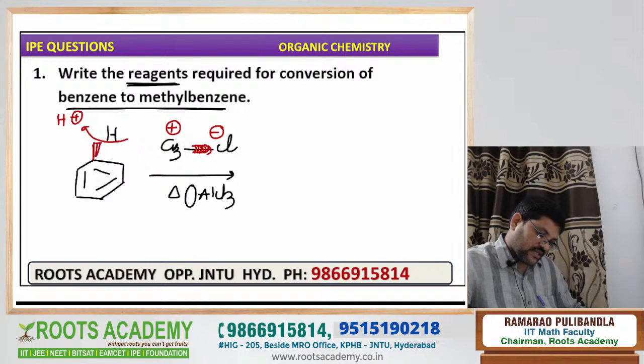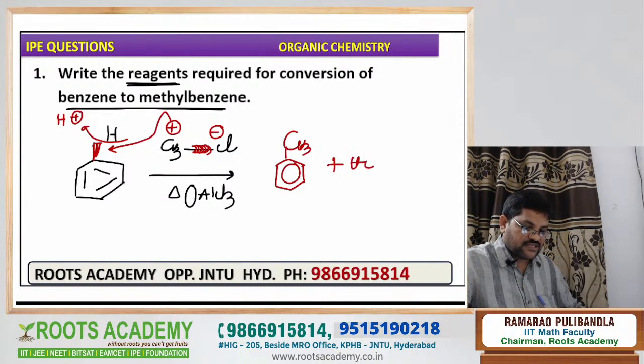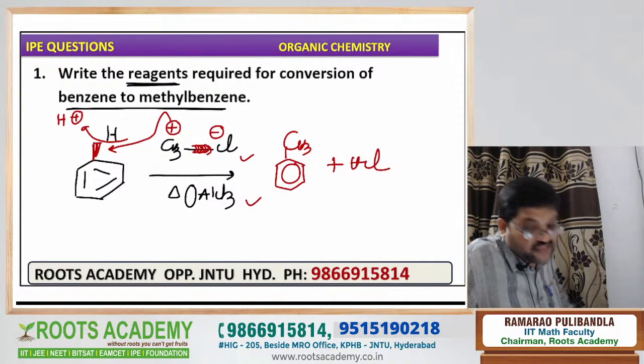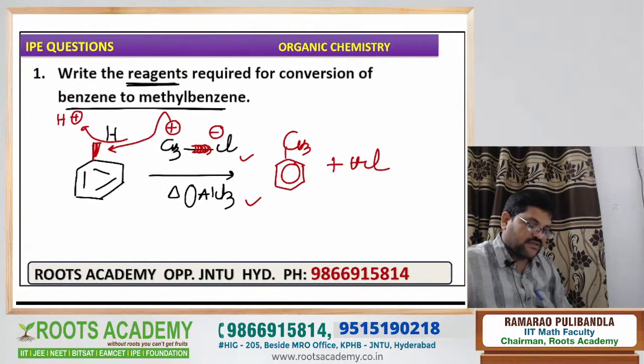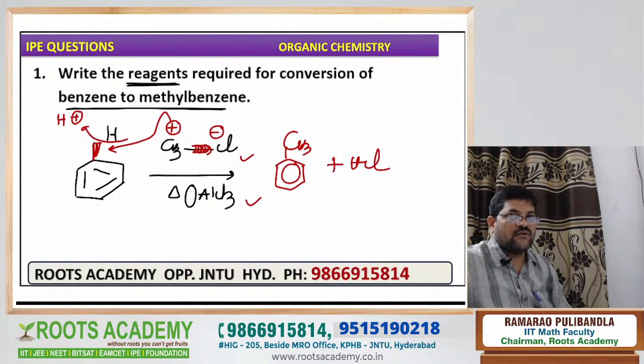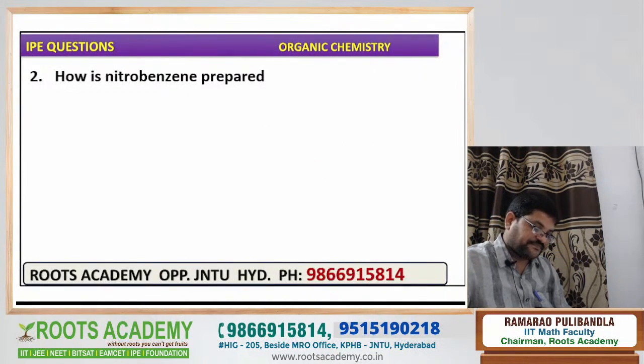Now the sigma bond carries what charge? Negative charge. CH3 plus attacks the carbon with negative charge, and you get methyl benzene by loss of HCl. So the reagent is what? Methyl chloride in the presence of anhydrous AlCl3, with the Lewis acid as the catalyst. That is completed, right? One of the important 2 marks questions. The answer is methyl chloride in the presence of anhydrous AlCl3.